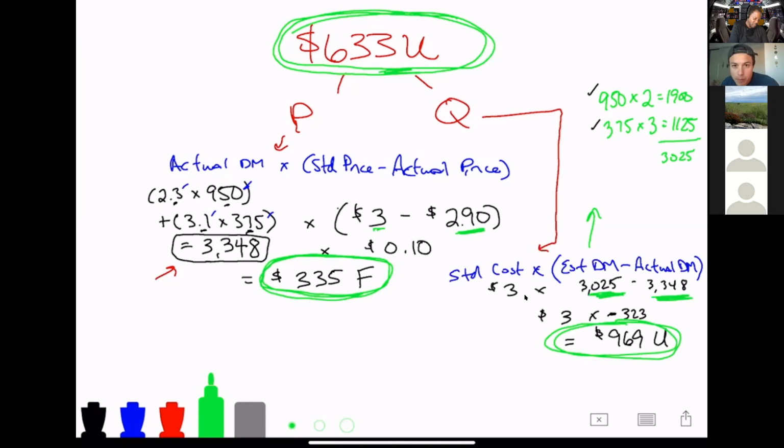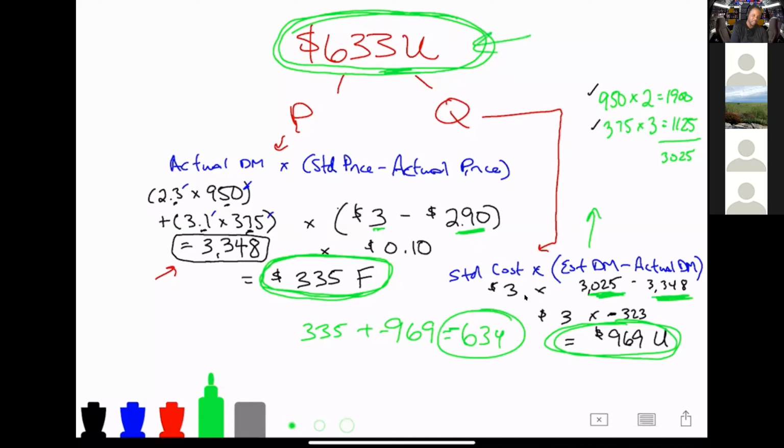So like Alyssa said, if you take these two numbers and put them together, 335 plus a negative 969 gets you, well, close enough, a negative 634, which is this number right here. I'm going to pause. I feel like you all should ask some questions now.